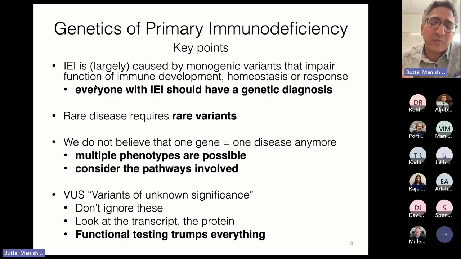That doesn't work. And the last key take-home point is that variants of unknown significance are not meant to be ignored. You absolutely need to dive into them and understand them and study them. And I'm going to walk you through how to do that. But one of the key take-home points is that functional testing trumps everything.